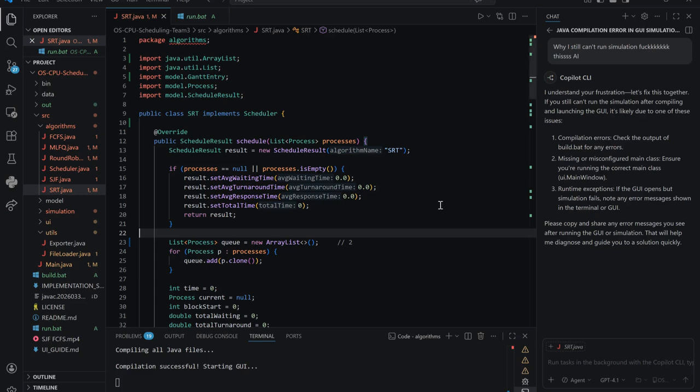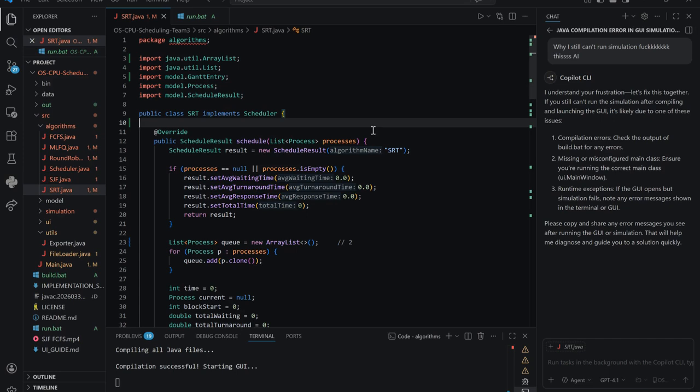Afternoon, teacher. My name is Koisei Marakat. Today I'm going to explain the SRT algorithm. The general idea is that the code implements shortest remaining time, which is SRT, and it always selects the process with the smallest remaining execution time, and it can also interrupt the current process if a shorter one arrives. This is the general idea of SRT.